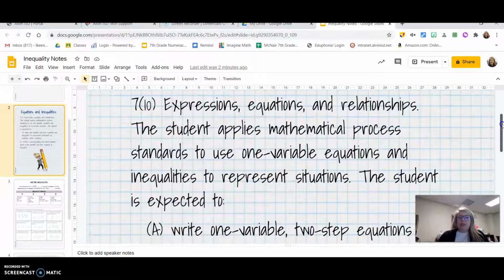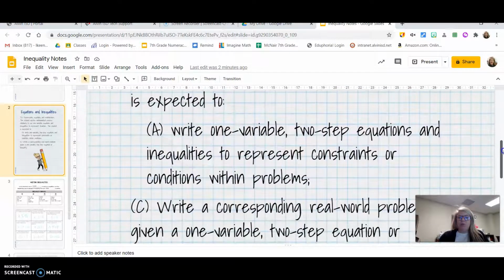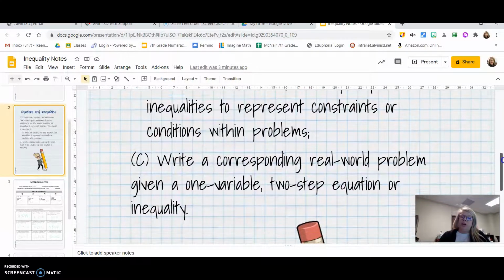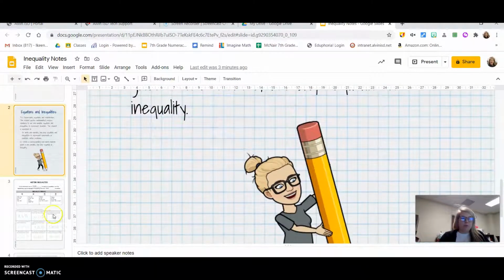7.10a is to write one variable two-step equations and inequalities to represent constraints or conditions within problems. I might give you a problem-solving situation, and you have to come up with the equation or the inequality that goes with those constraints. That'll make more sense in a second when I show you an example. And then you will write a real-world problem given a one variable two-step equation or inequality.